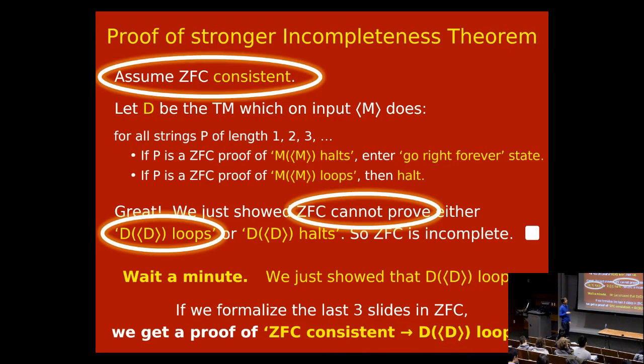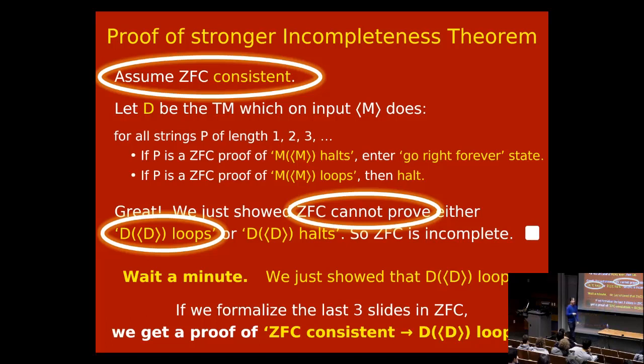Because, you see, we forgot about this line here. Well, we really show that if we formalize these last 3 slides, what we get is that if you assume Z of C is consistent, then D of D loops. If you assume Z of C is consistent, then we really deduced that Z of C can't prove D of D loops and it can't prove D of D halts. So therefore, this program will run forever.